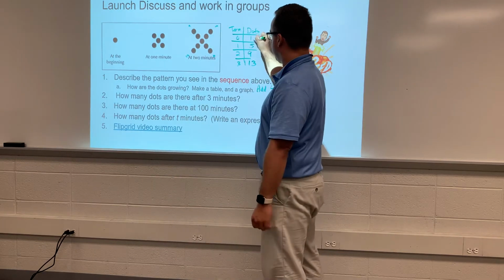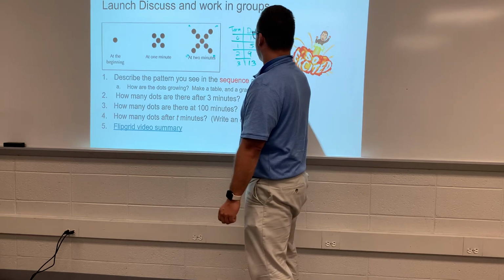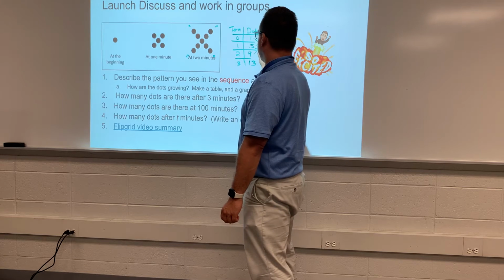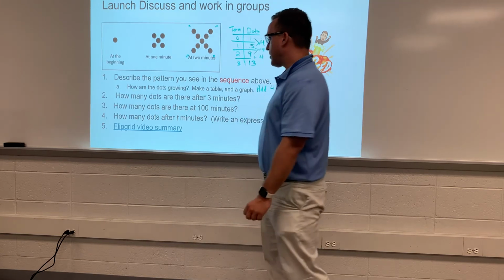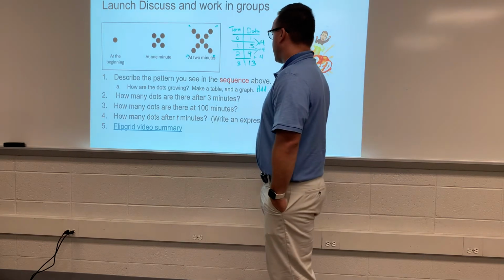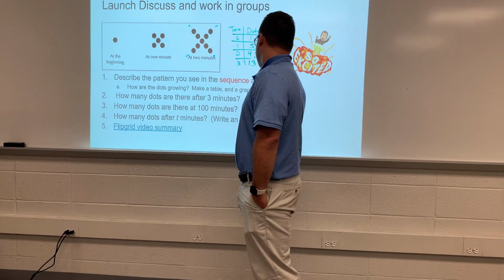Now another way that I could do that is look for the rate of change in the table. So to go from 1 to 5, I added 4. From 5 to 9, I add 4. And then I add 4. So every minute, I add 4 dots. So how many are there after 3 minutes? We said 13 dots.